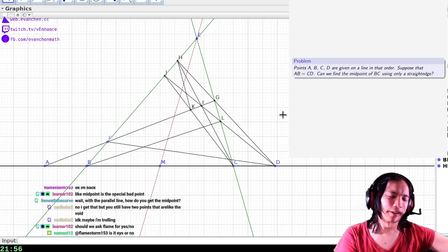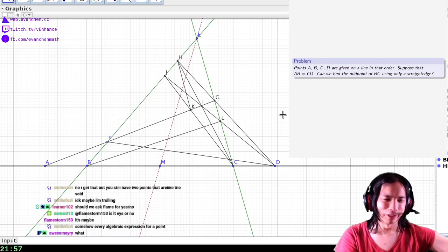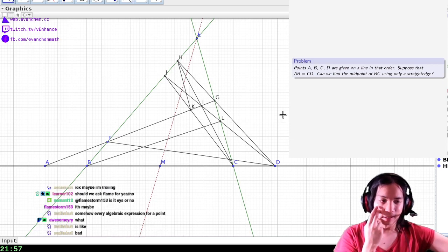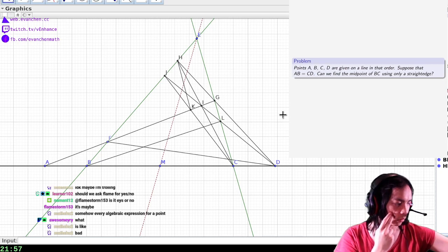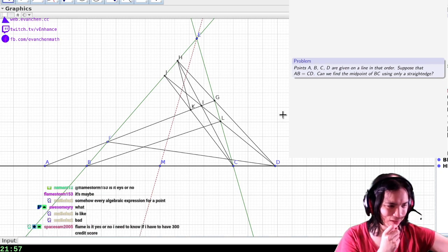So what would that look like then? So you have a construction. Suppose you have an algorithm T that gets you that point. You apply the algorithm to a permutation of the points or something, and you get something else. If you apply T to the thing backwards, do you get a different point? Somehow every algebraic expression for a point is bad.